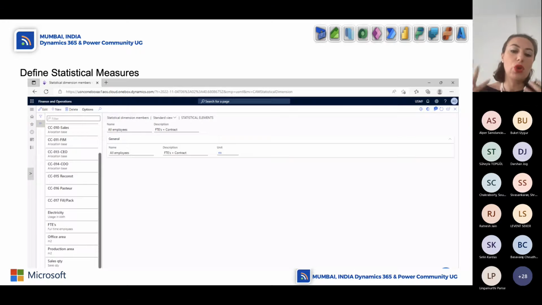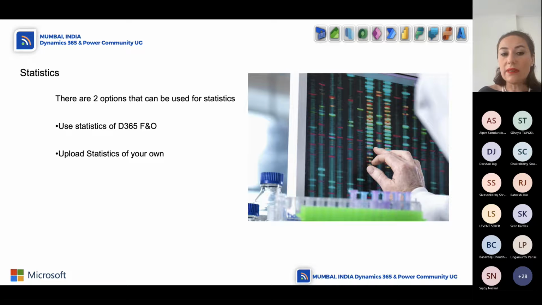In later stages, I will show you how to map the statistical measures with the statistics of the system. When we come to the statistics, there are two options that you can use. You can use the statistics of 365 FNO, like production hours, sales quantities, and so on. Or you can upload your own statistics, or use both of them. For example, if you would like to have the square footage, you can directly upload that statistic and use it in the system.